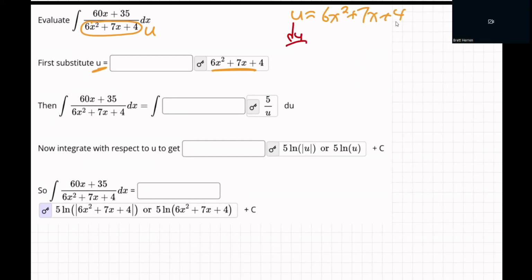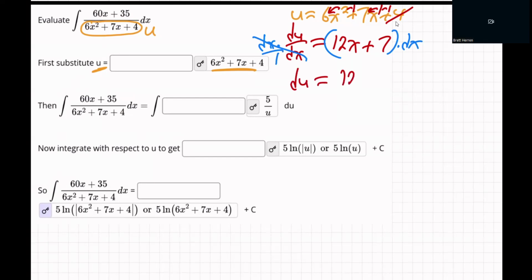So then take the derivative of both sides, du dx. Remember derivatives? The 2 comes on down. It'd be 12x, subtract 1 from the power. Plus, and then the 1 power comes on down, 7, subtract 1 from the power. The x is gone. The 4 is just 0. So there's that. And then multiply both sides by the dx. So du is 12x plus 7 dx. Okay, great.